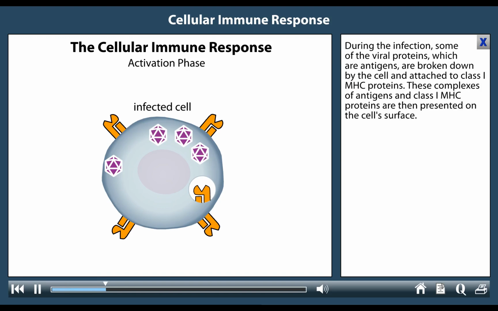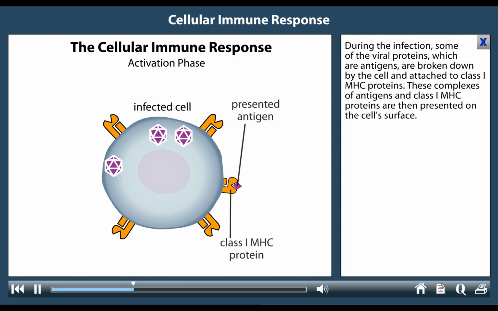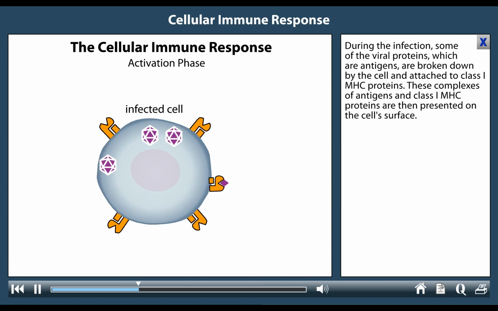During the infection, some of the viral proteins, which are antigens, are broken down by the cell and attached to class I MHC proteins. These complexes of antigens and class I MHC proteins are then presented on the cell surface.